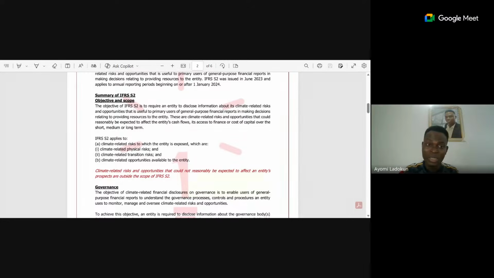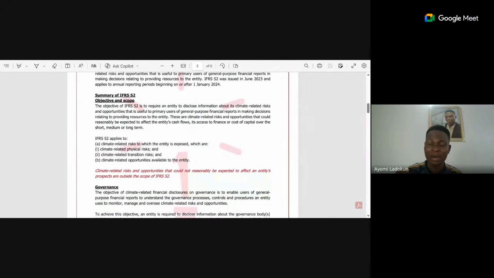Then the second, number two, is climate related opportunities available to the company. So basically, there are two: climate related risks to which the entity is exposed, then climate related opportunities available to the company. That's the scope of IFRS S2. But remember, the climate related risk is further divided into climate related physical risk and climate related transition risk. Is that okay? Now, climate related risks and opportunities that could not reasonably be expected to affect the entity's prospects are outside the scope of IFRS S2.